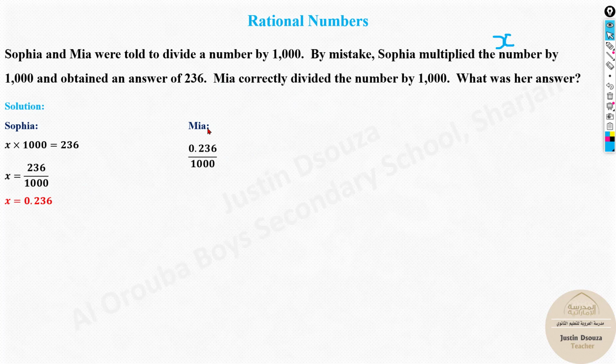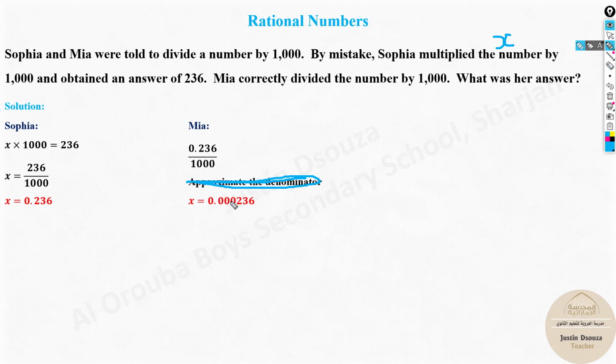So Mia did it correctly. What Mia did was she took this number which was given, 236, and divided by 1,000. When you're dividing by 1,000, you just add more zeros, it'll be a smaller number. When you multiply, it becomes a bigger number. Oh sorry, this is wrong, this is from the other thing. I apologize for that. The answer, if Mia did it correctly, would be 0.000236. So this is the correct answer.